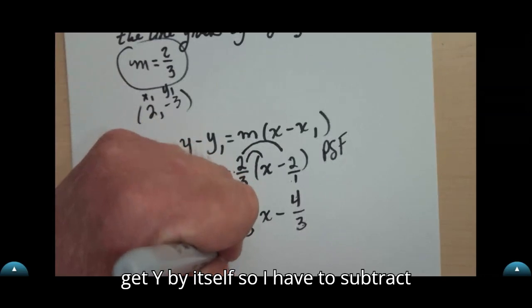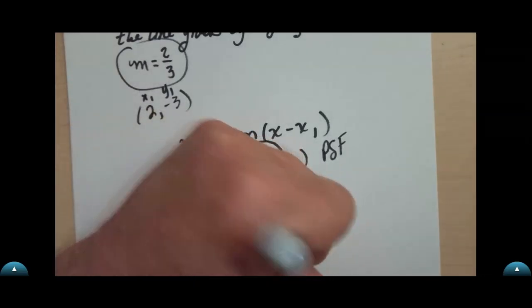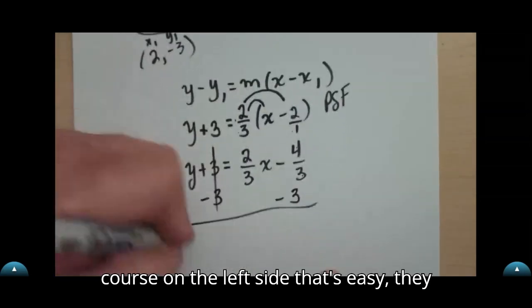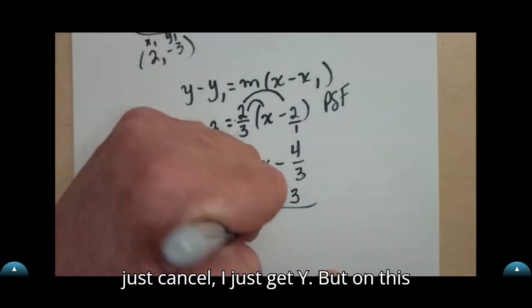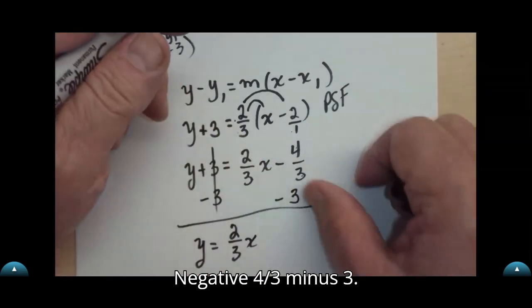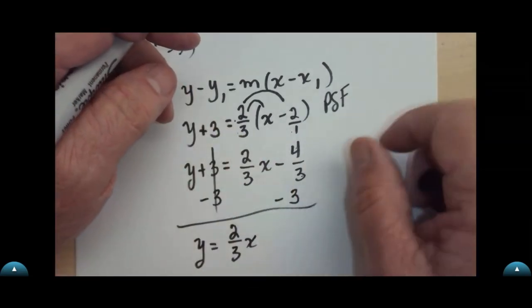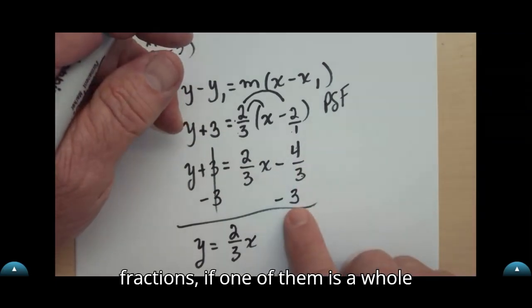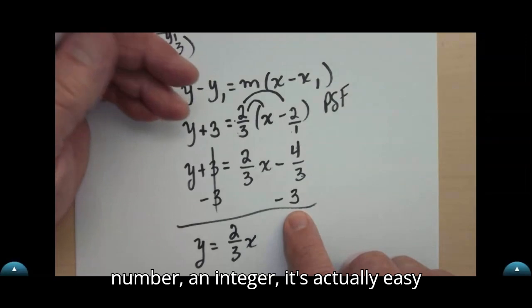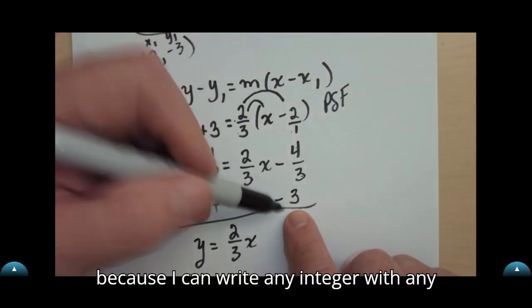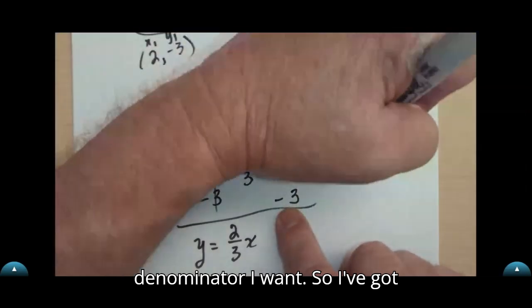but we still have to get y by itself. So I have to subtract 3 on each side. And of course, on the left side, that's easy. They just cancel. I just get y. But on this right side, I actually have to do this. -4/3 minus 3. When you're adding or subtracting fractions, if one of them's a whole number, an integer, it's actually easy because I can write any integer with any denominator I want.